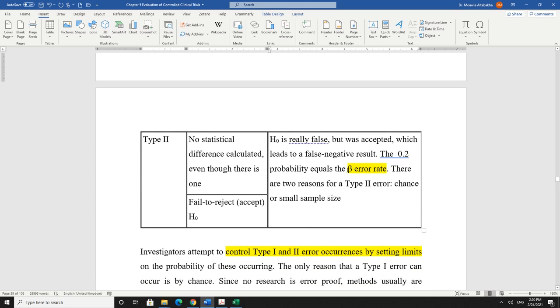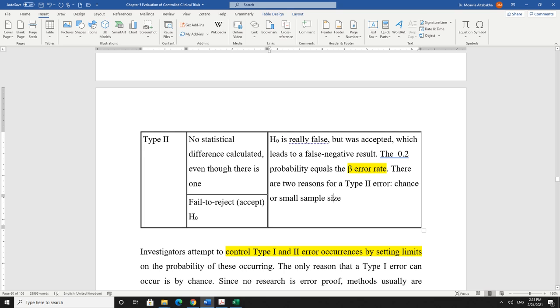While for type 2 error, you are saying there is no significant difference, which is a false negative, okay? There is no significant difference, but in reality there is a significant difference. So what can cause that error? Chance is one, yes, but also the sample size. This type of error can be eliminated by increasing the sample size. Okay?